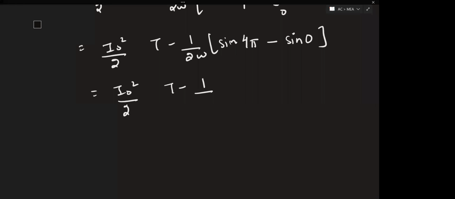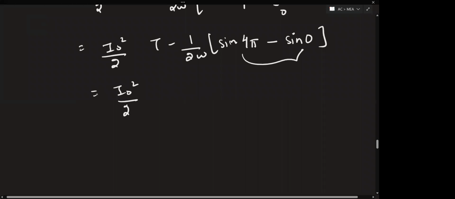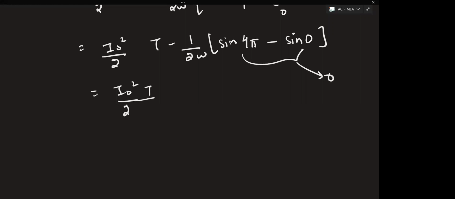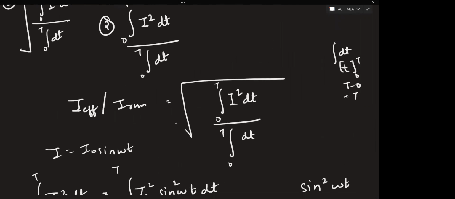Why write this also? Why show that this is getting multiplied? These are 0. So this becomes simply what? This becomes t only. So what did we solve? We have solved just this part. And this comes out to be I naught square t by 2. That's what we have seen.